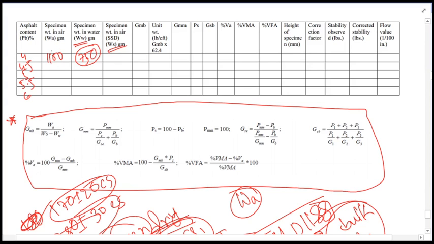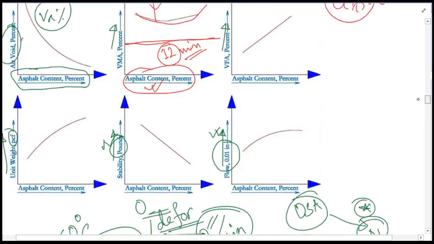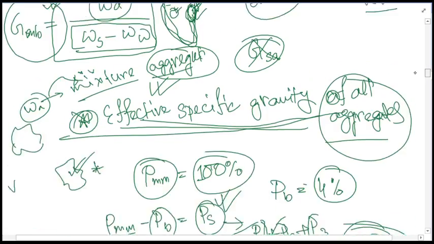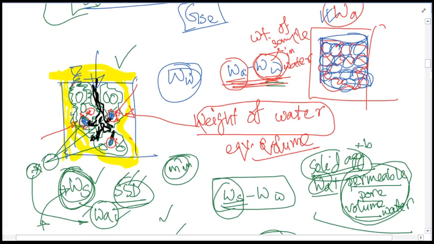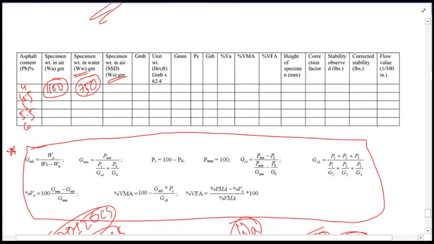That will be greater than this value, just because, as you may remember from our earlier discussion, in the saturated surface dry condition, WA plus the permeable pore volume of water is also filled with water in SSD condition. So this will be greater than WA up to some extent. That's why this will be greater than 11. Say this will be 11.20, for example. So this is SSD.